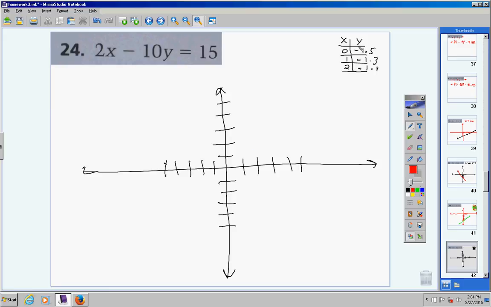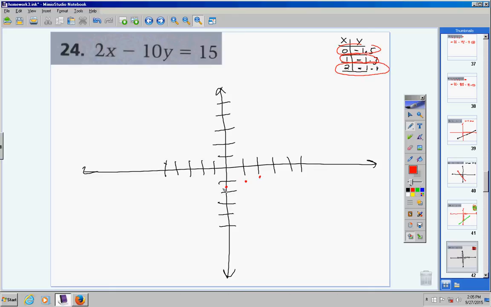Zero, -1.5, that's my first ordered pair, so I go to 0, then down 1.5. My next ordered pair is 1, -1.3, so I go to 1, then -1, then 0.3 is a little closer. And then my next ordered pair is 2, -1.1, so 2, then -1.1.